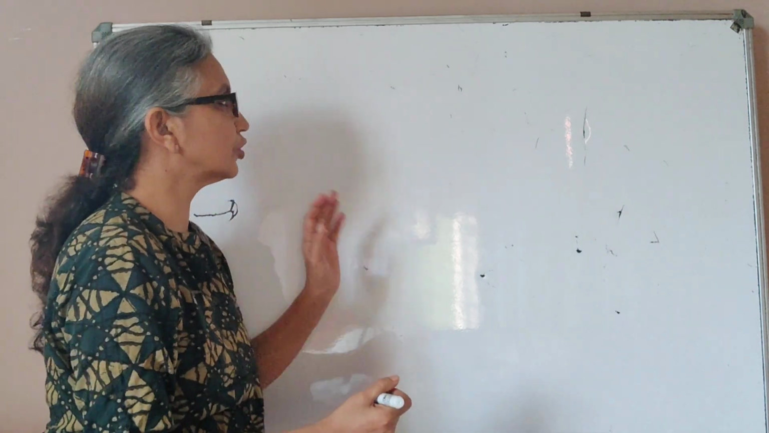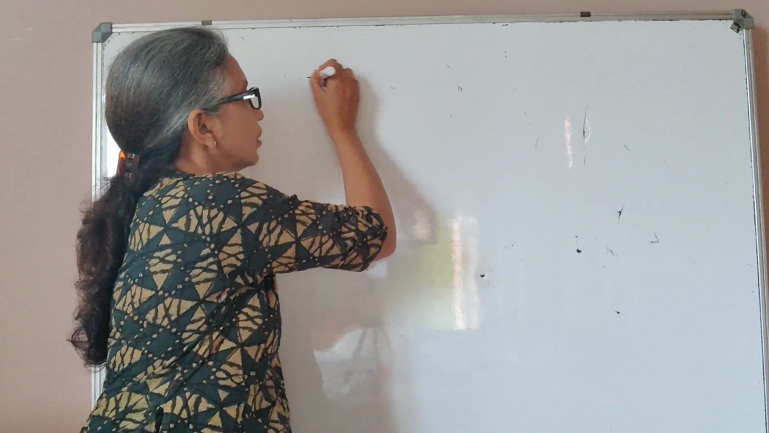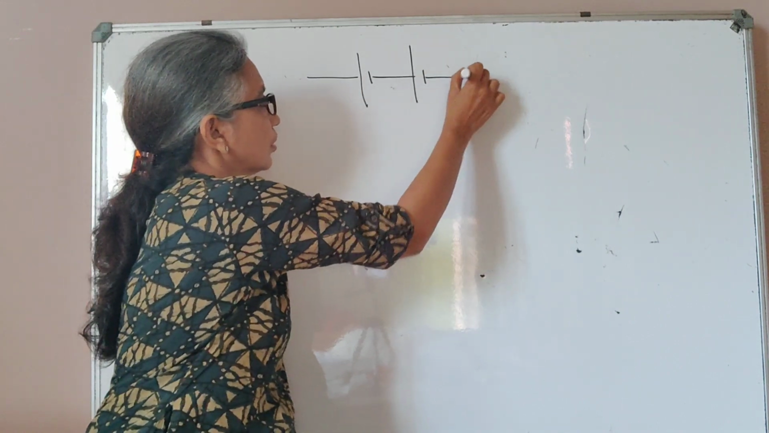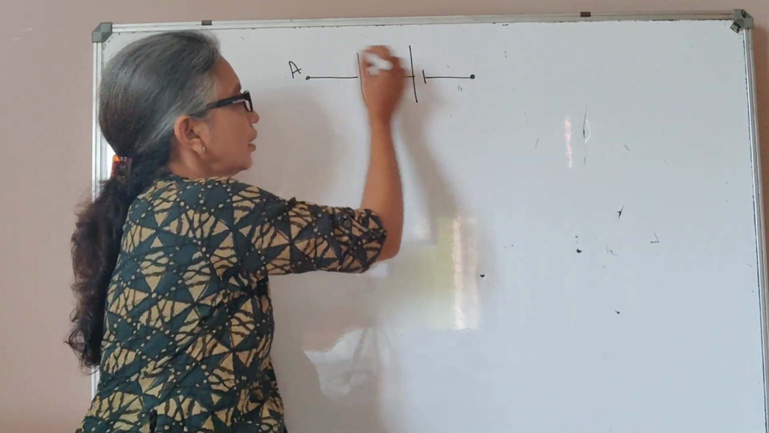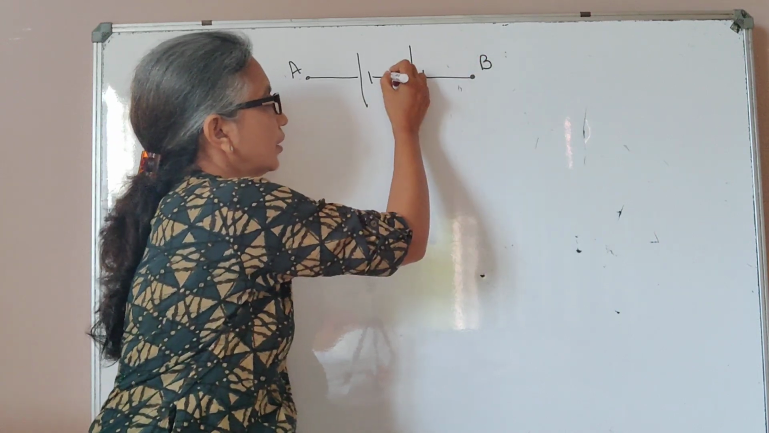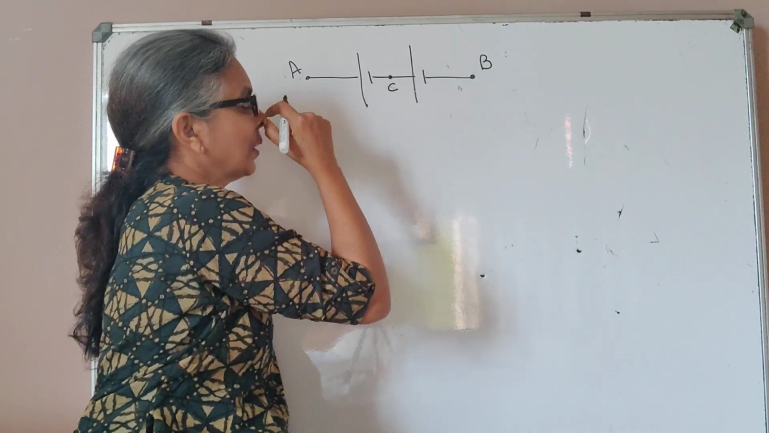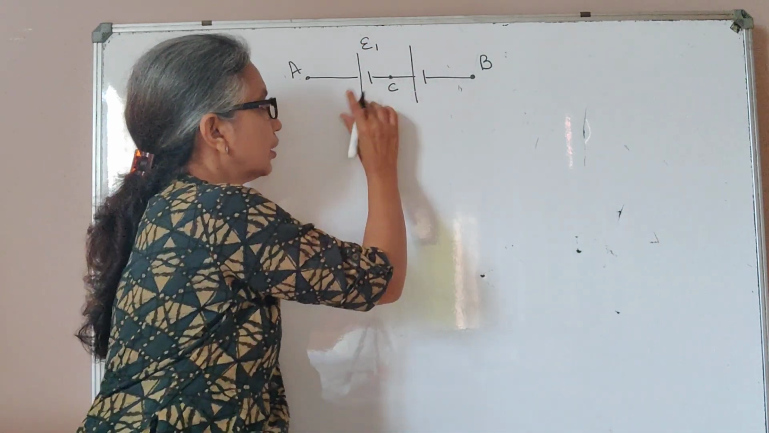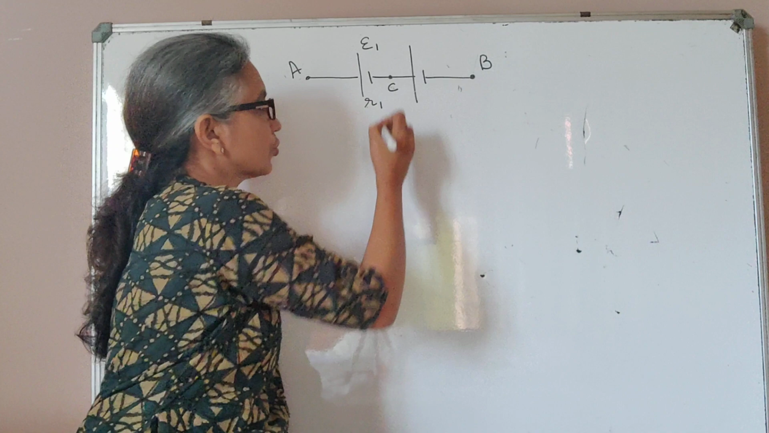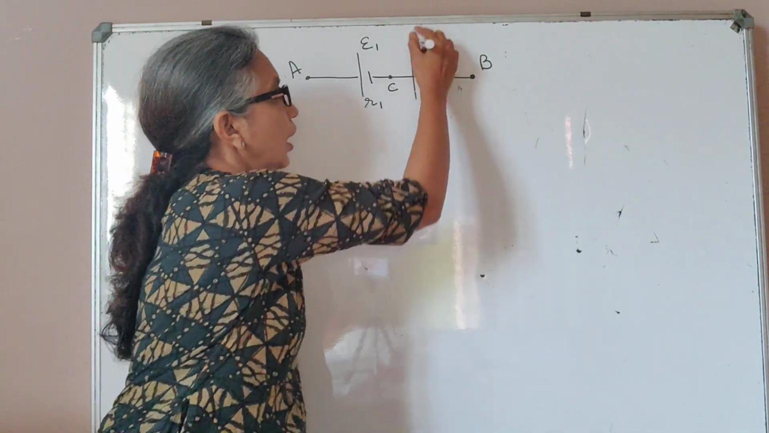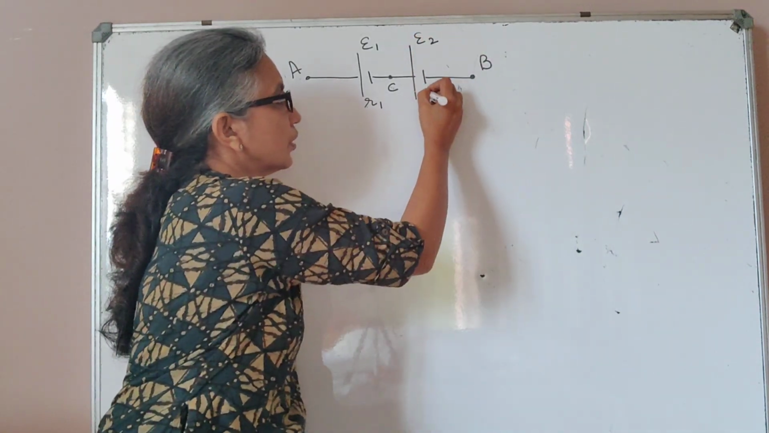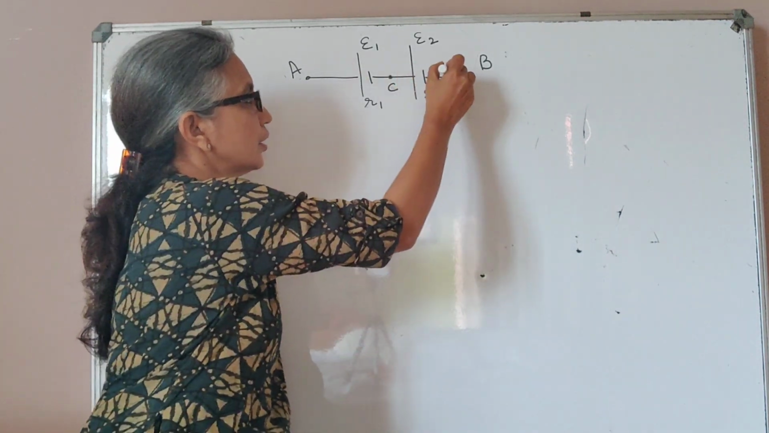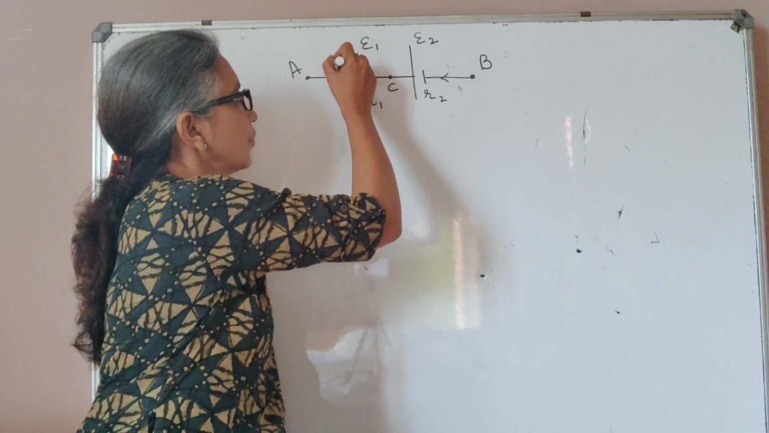I am now going to take just two cells. Let's say this is point A, this is point B, and this is point C. And we have the EMF of the first cell as E1, the internal resistance of the first one as R1, and this is E2 with an internal resistance R2. Now since they are in series, they must carry the same current I.